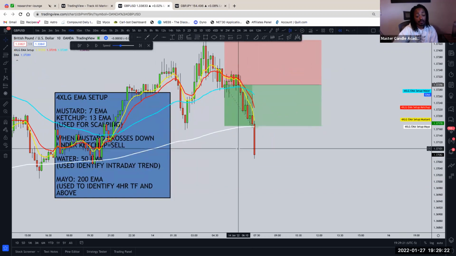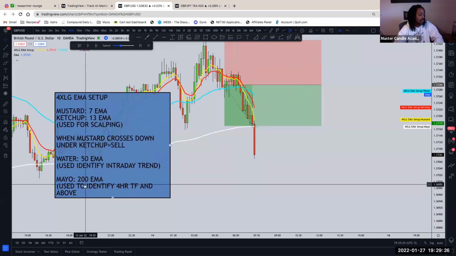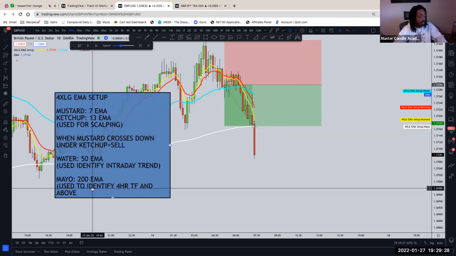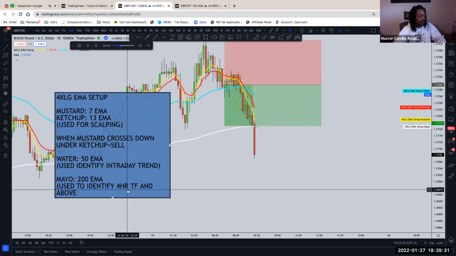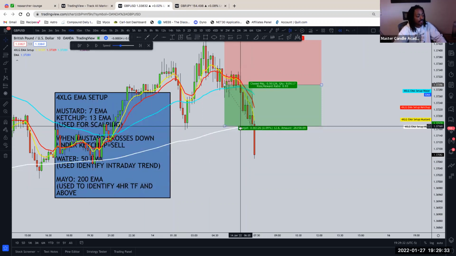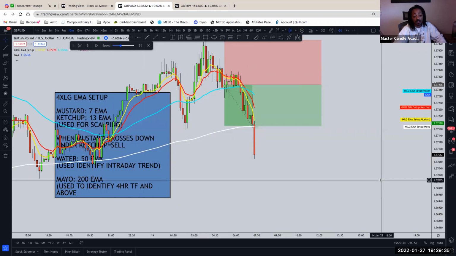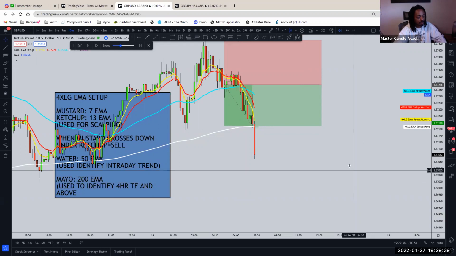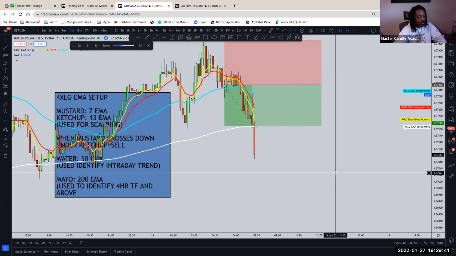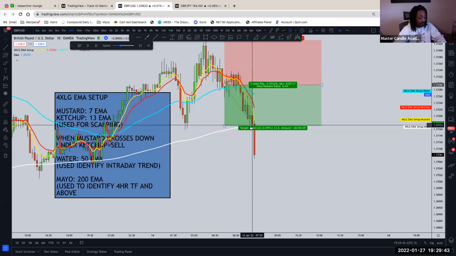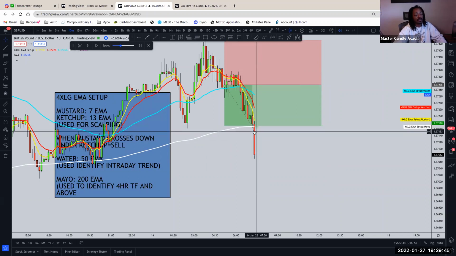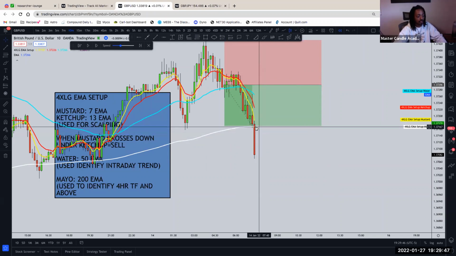So what you now are waiting for is a break and retest, because like I'm letting you guys know, that 200 is used to identify the 4-hour time frame and above. It acts as support and resistance for that time frame. Also, if you are to get a retest of this level, this would be our first swing entry.